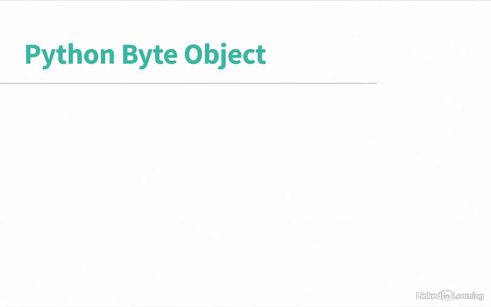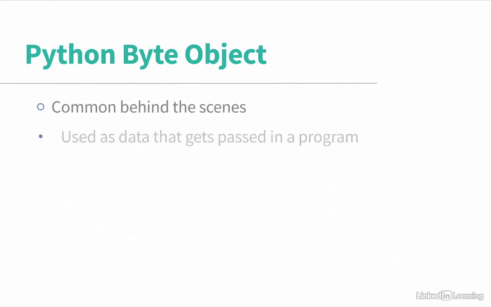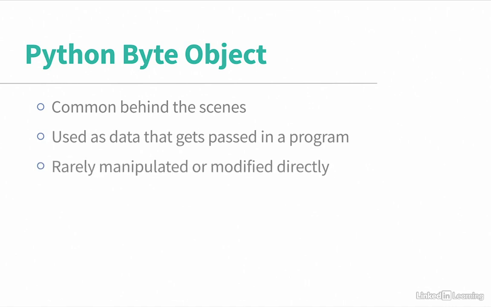So here's one we haven't covered yet, the Python byte object. In day-to-day programming, you won't often be working with it. It's common behind the scenes. It's data that gets passed around in a program, but it's rarely manipulated or modified directly.